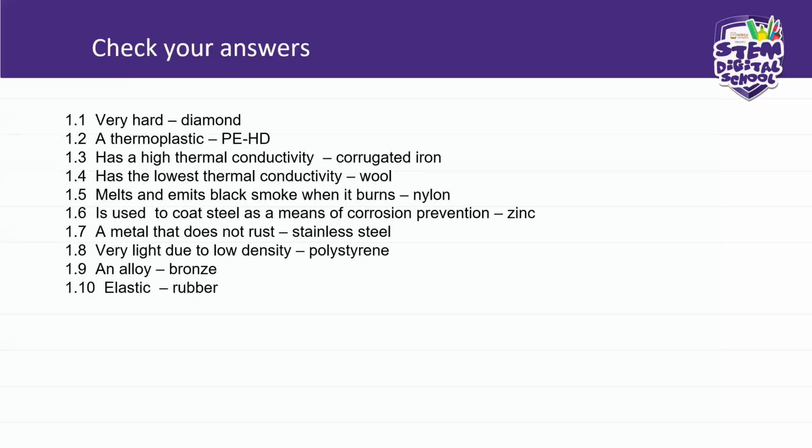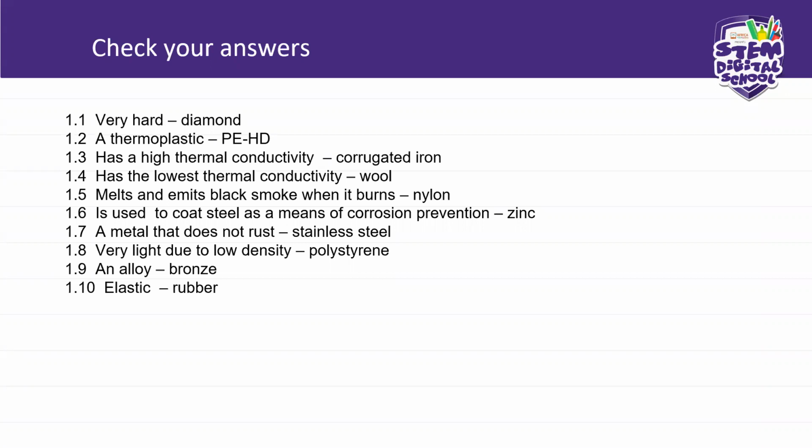That's why we use wool to insulate. That's why you wear wool jerseys when it's cold, because they insulate. Okay, they don't conduct heat. Melts and emits black smoke when it burns, that is nylon. It's used to coat steel as a means of corrosion prevention.